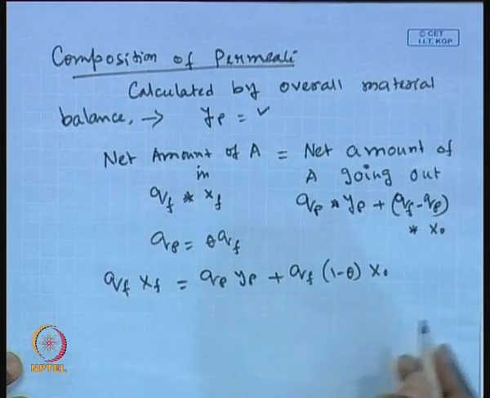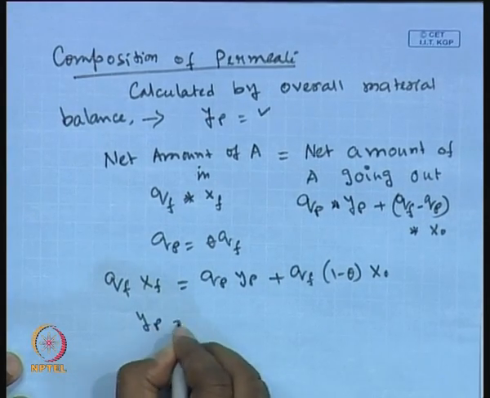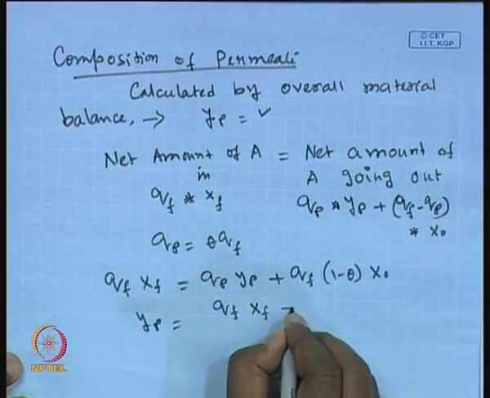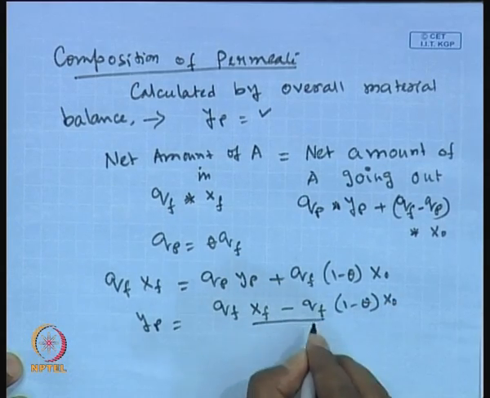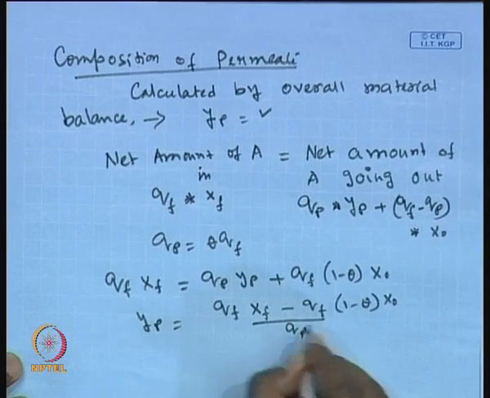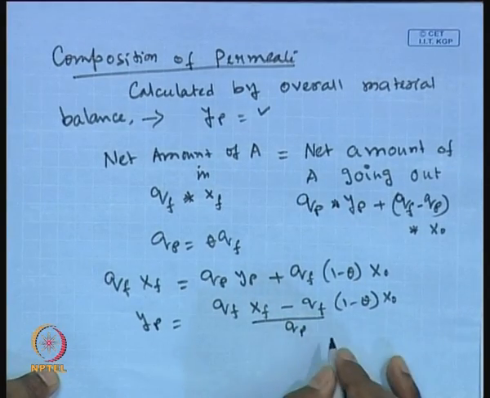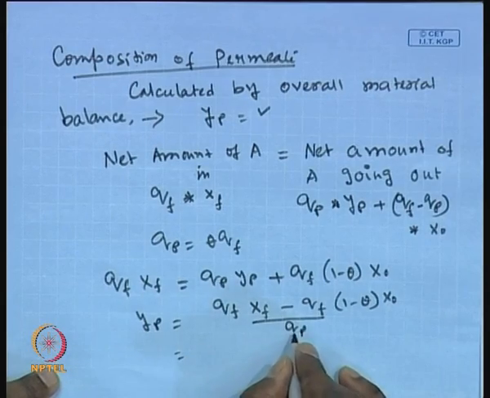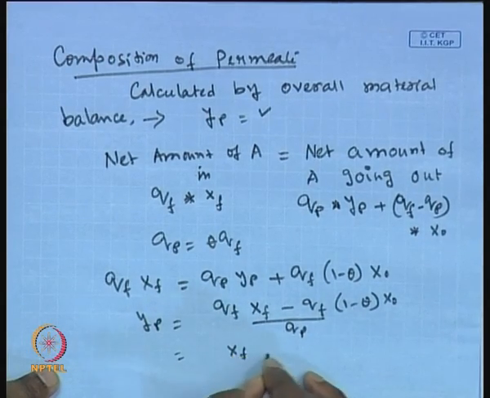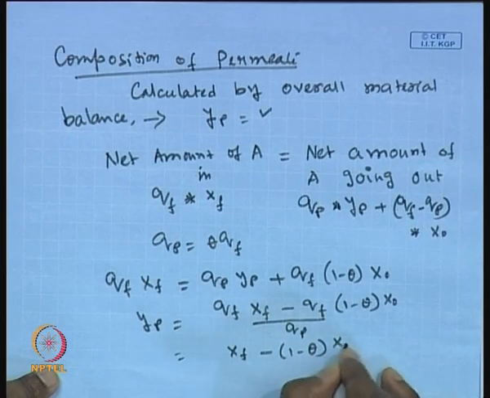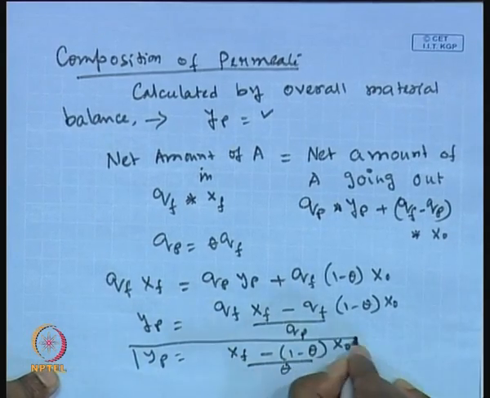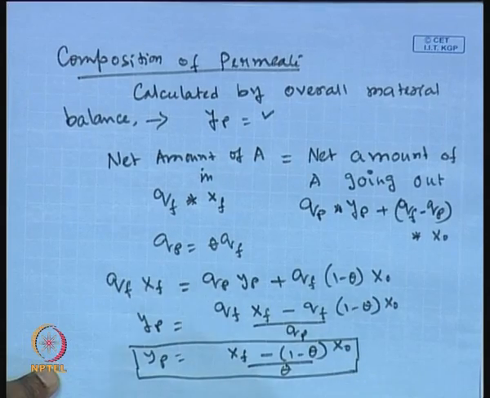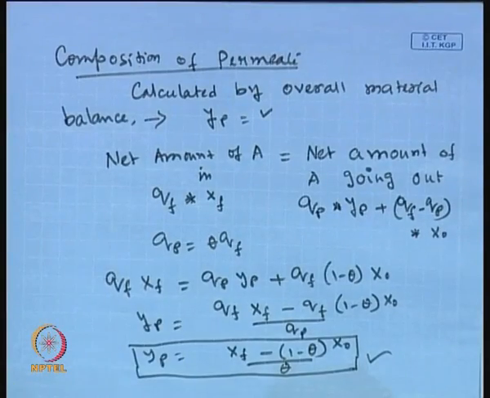X naught you have calculated, we have written earlier. So, Y p is nothing but Q f x f minus Q f 1 minus theta x naught divided by Q p. Again Q p is nothing but Q f into theta. So, Q f will be cancelled out. So, x f minus 1 minus theta times x naught divided by theta. So, that is the composition of the desired solute, that is the solute A in the permeate stream, that can be obtained by overall material balance.